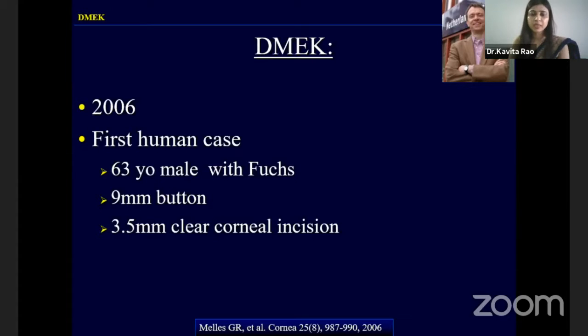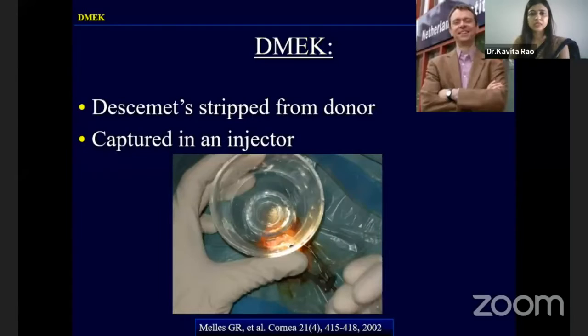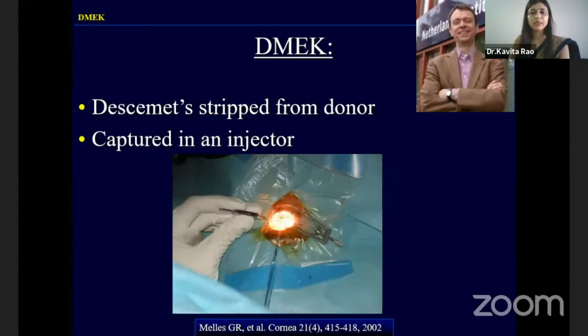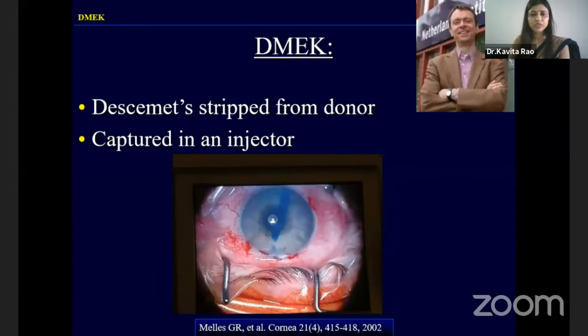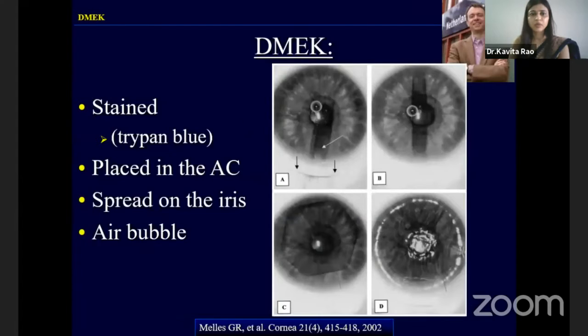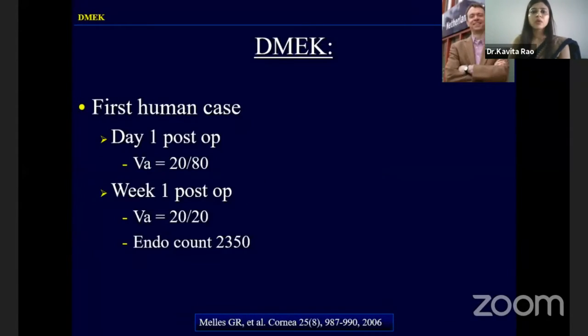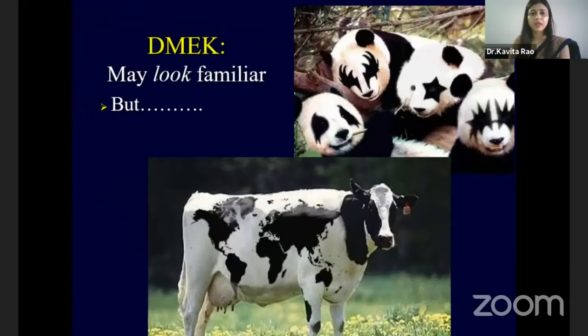It was his first human case, a 63-year-old male with Fuchs, where he used a 9 mm button, inserted through a 3.5 millimeter clear corneal incision. He stripped the Descemet's from the donor, captured it in the injector, then stained it with trypan blue and injected it into the anterior chamber. And then he unfolded the tissue as we know now. This was the first case. He had a good visual recovery at day 1 and also at 1 week.